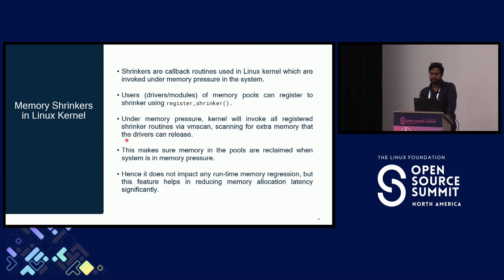So this is a very good entity where you have extra free memory that's always there for you, but when the system needs memory, there's no point keeping extra memory for myself. When the system needs memory, I'll just give it back, and I can do that with the help of the shrinkers. This does not impact runtime memory, with no regression, but this feature helps in reducing memory allocation latency significantly. I'll explain why the shrinker helps us improve the allocation latency without any impact to the memory in the general system.